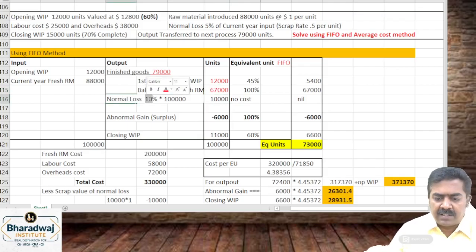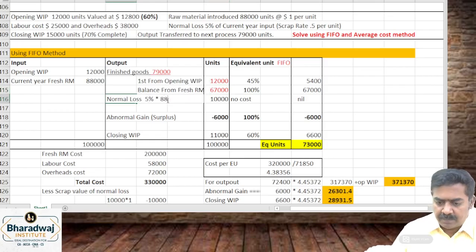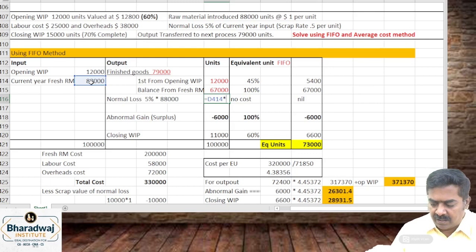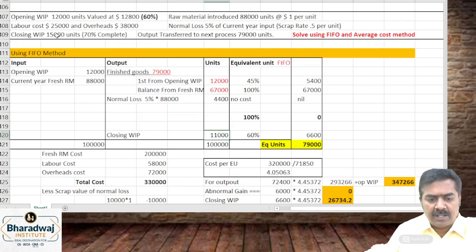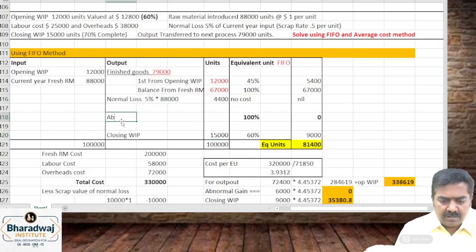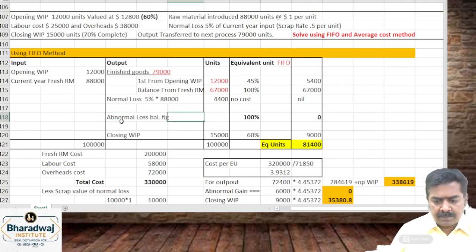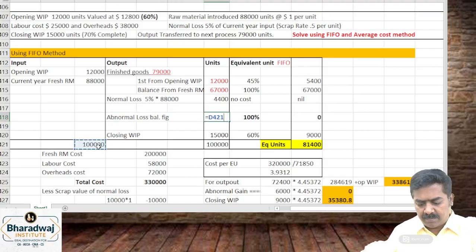Normal loss is given as 5% of current year input. There will be no abnormal gain. Closing WIP is given as 15,000 units. The balance is the shortage, 1 lakh minus the rest.